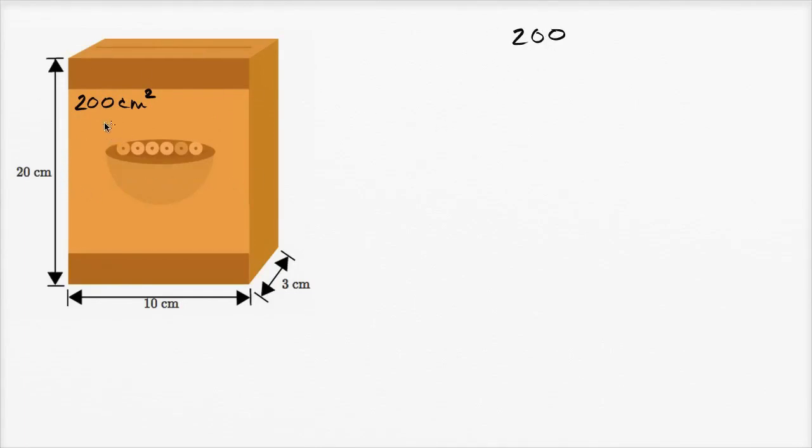Now, we also know there's another side that has the exact same area as the front of the box, and that's the back of the box. And so let's write another 200 square centimeters for the back of the box.